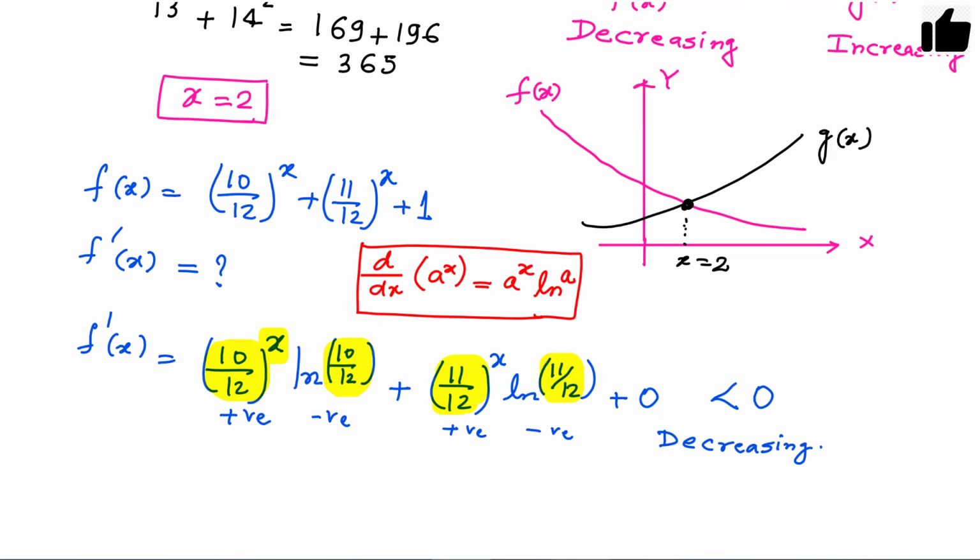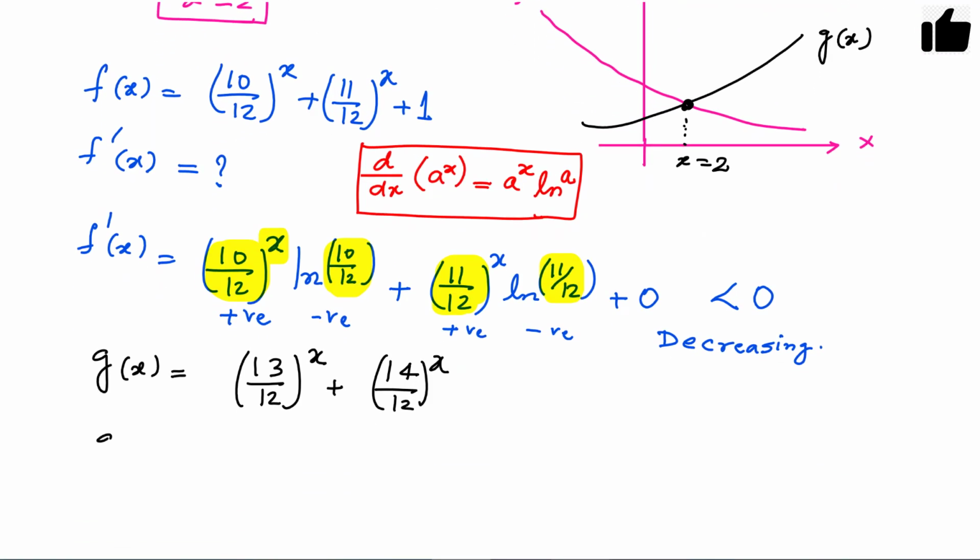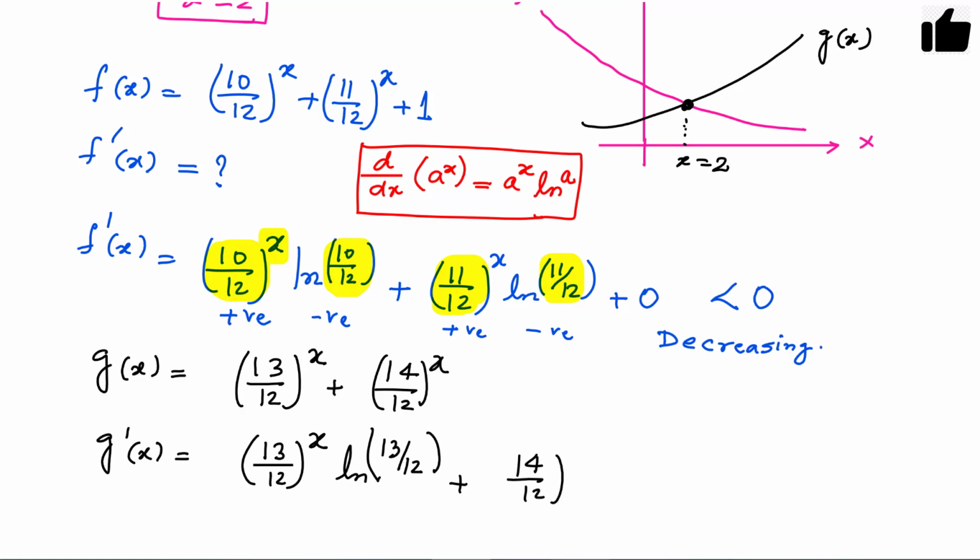Similarly, I can solve for g(x). If you remember, g(x) was (13/12)^x + (14/12)^x. If you take the differentiation, g'(x) is equal to, using the same formula, (13/12)^x ln(13/12) plus (14/12)^x ln(14/12).